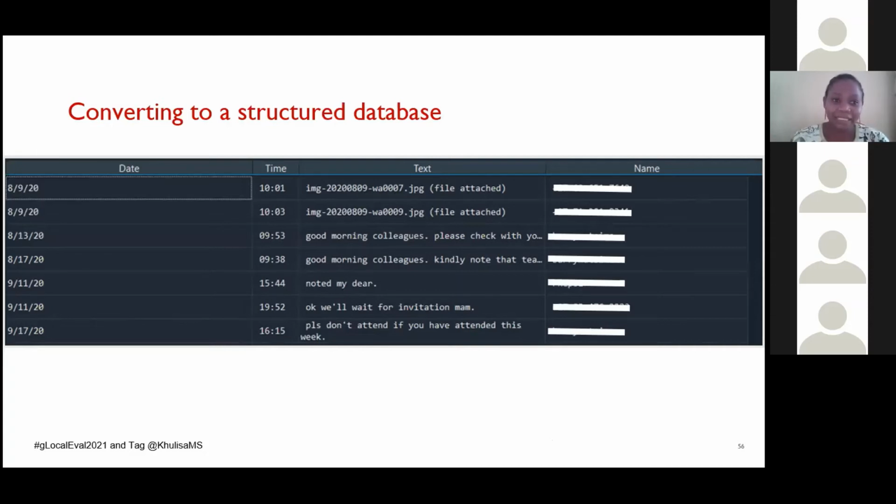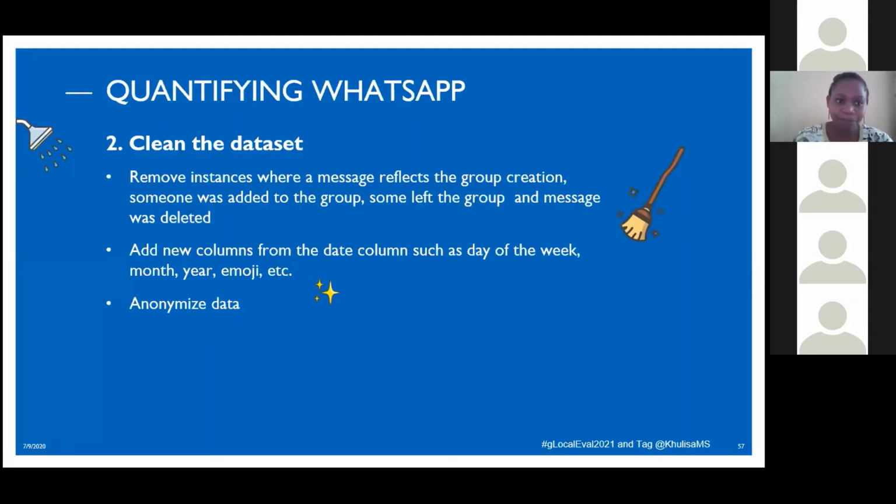The second one, next slide, Moza, please. So the second one, you might want to remove information that is not relevant for your analysis. That includes when the group was created, when someone was added to the group, when someone left the group, when a message was deleted, as this will not be considered an active contribution into the discussion.